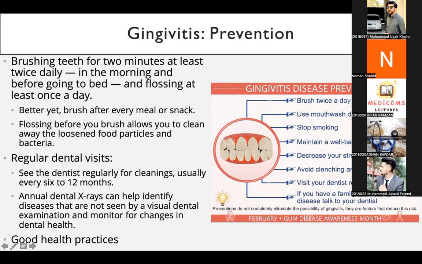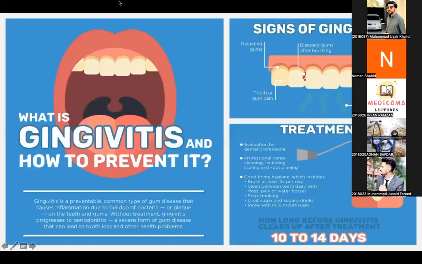Visit your dentist regularly for a checkup, twice or once a year. If you have a family history of gum disease, then you should talk to your dentist, and maybe it will help to prevent it completely. So what is gingivitis? Gingivitis is a preventable, common type of gum disease that causes inflammation due to buildup of bacteria causing plaque, leading to tartar formation. Once tartar is formed, it involves the local tissue, causing gum inflammation, gingivitis.